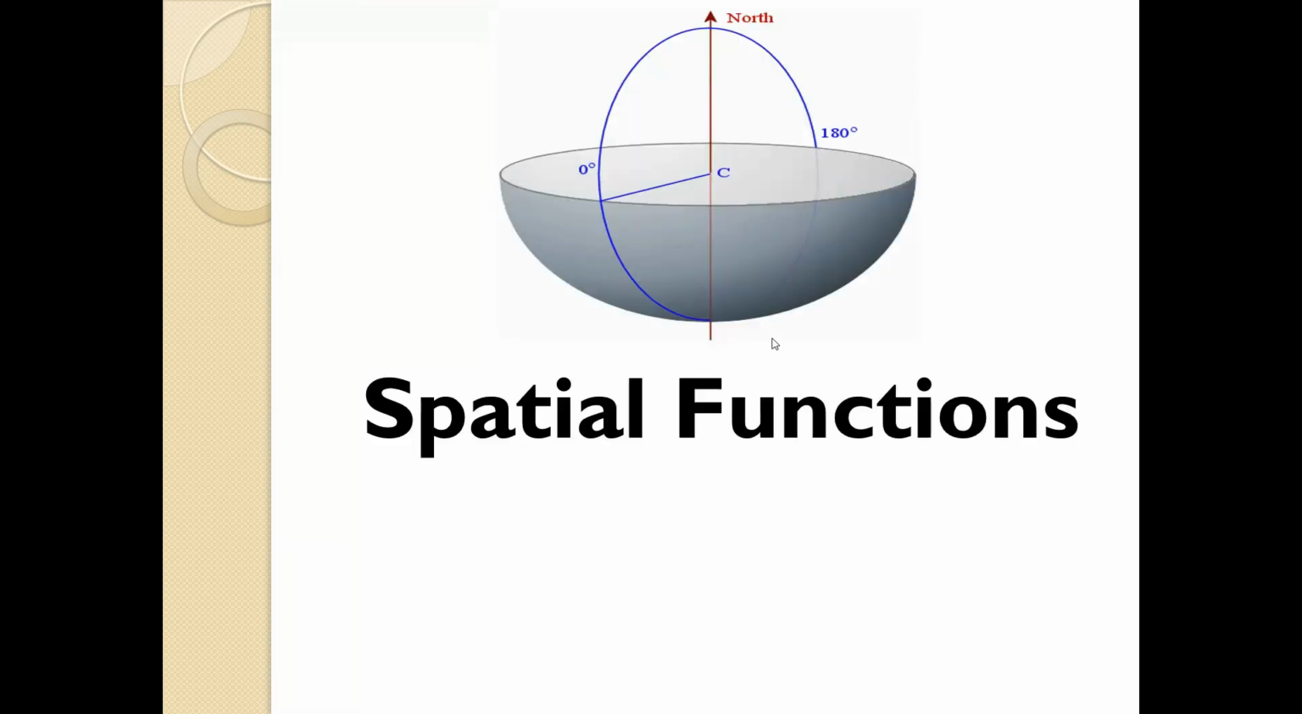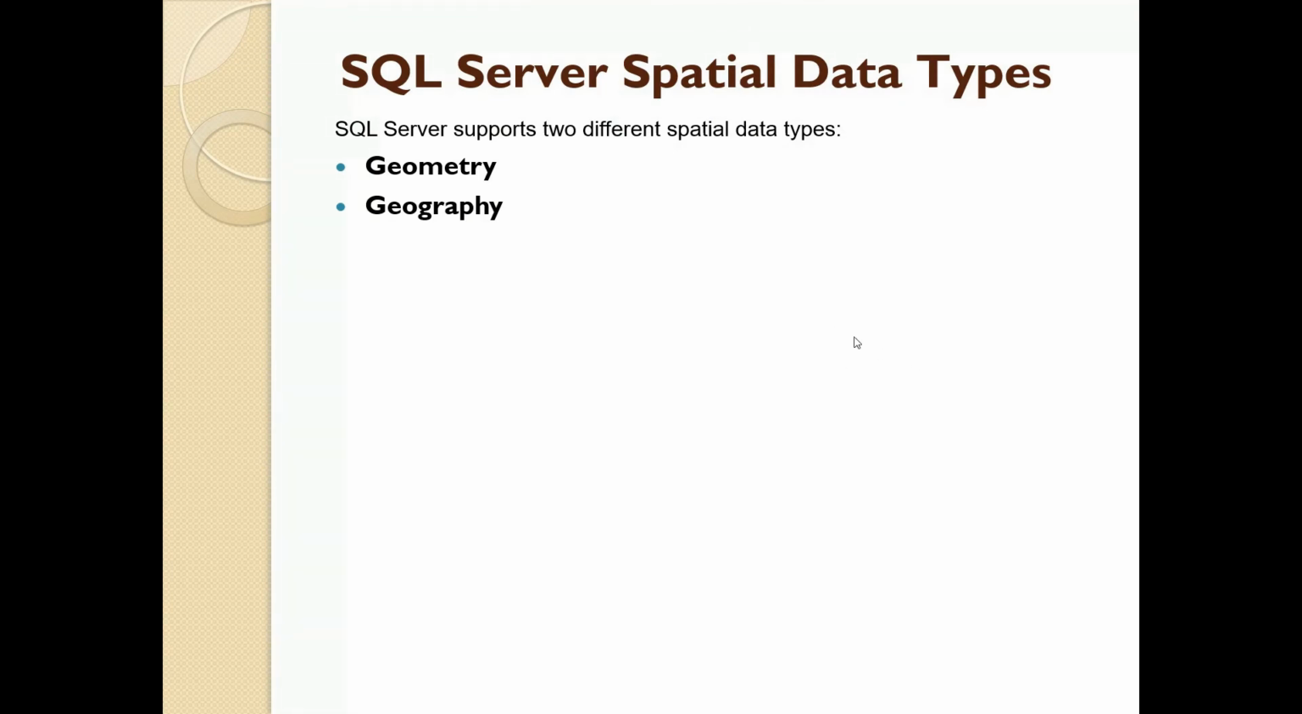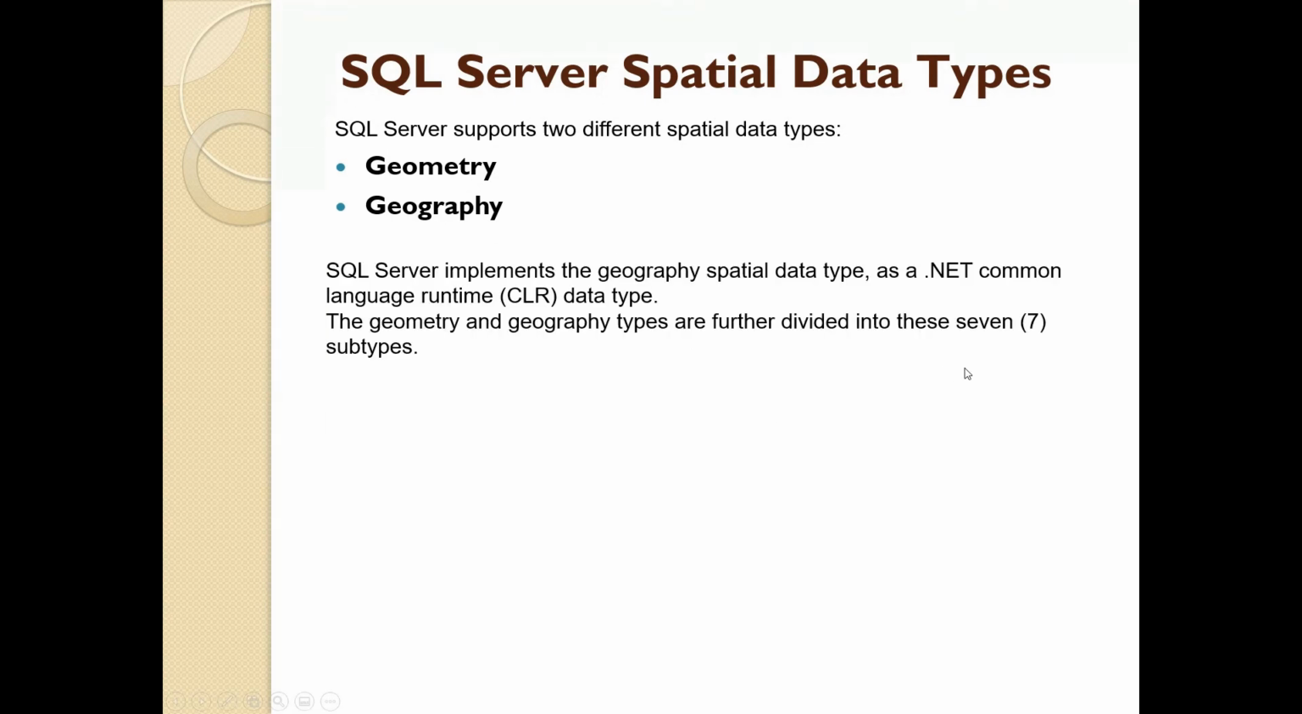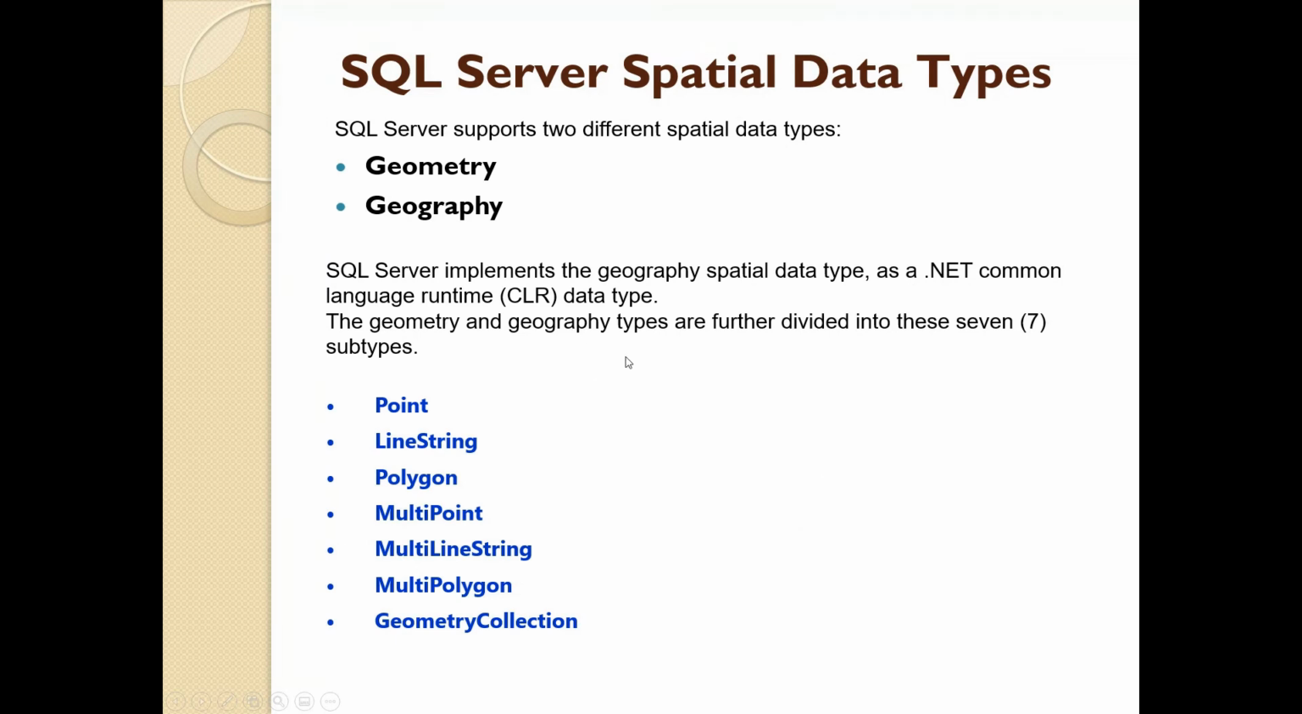So now let's look at the spatial functions that come with SQL Server. There are two SQL Server spatial data types: one is geometry and one is geography. They are CLR types, or Common Language Runtime data types, and they're part of the .NET framework. They get loaded into SQL Server as CLR type objects. The geography and geometry types can be divided into these 7 subtypes. You can do a point, line string, polygon, multi-point, multi-line string, multi-polygon, and geometry collection.